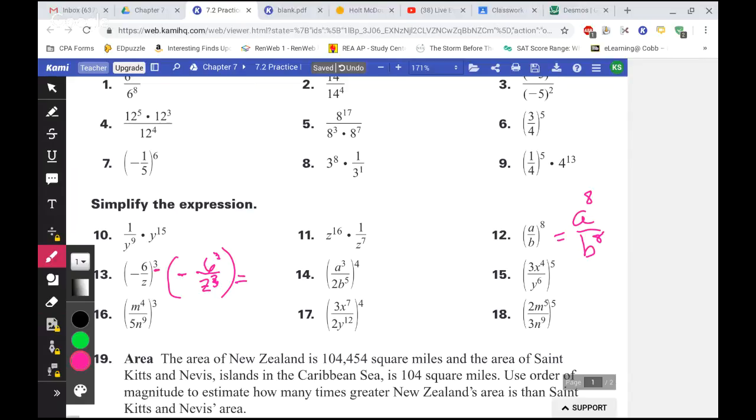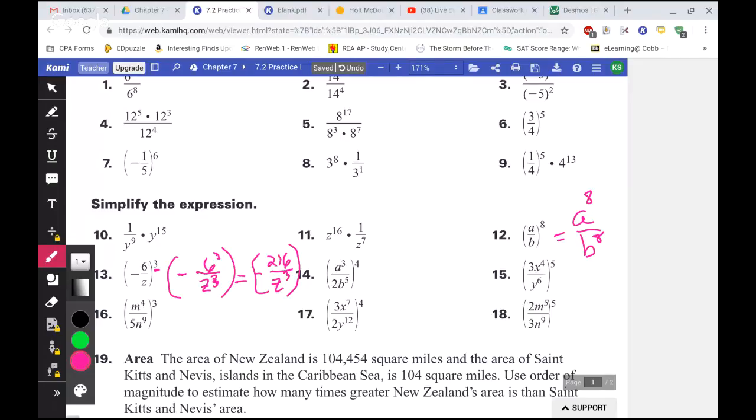When the exponent is odd and you begin with a negative number, your end result is going to be negative. And when your exponent is even and you begin with a negative number, your end result is going to be positive. So 6 raised to the third power is 216, and z to the third power is just rewritten that way, z to the third. So my final answer is negative 216 over z to the third.